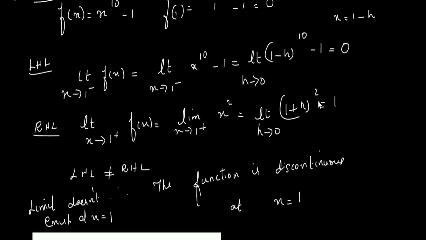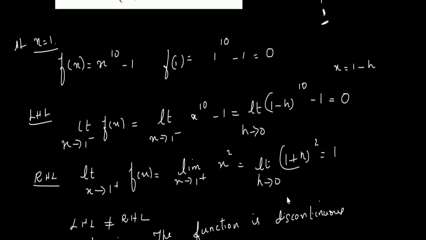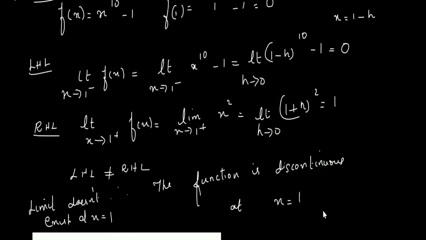So the left hand limit is equal to 0 and the right hand limit is equal to 1. The left hand limit is not equal to the right hand limit. That means the limit doesn't exist at x is equal to 1. If the limit doesn't exist, the function is discontinuous at x is equal to 1. So the point of discontinuity of this function is x is equal to 1.